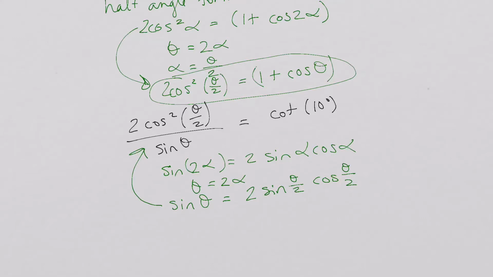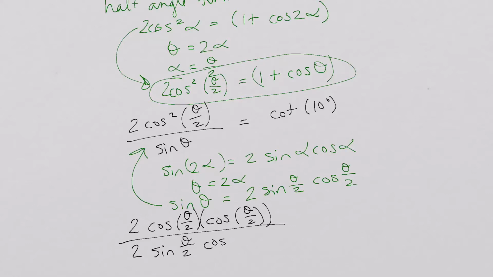And here we're going to get 2 cosine of theta over 2 times cosine of theta over 2, divided by 2 sine of theta over 2 cosine of theta over 2. This is nice, so one of those cosines of theta over 2 cancels out, and we end up getting, let me put the other side, cotangent of 10 degrees. So the 2's also cancel out, so we basically get cotangent of theta over 2. So cotangent of theta over 2 equals cotangent of 10 degrees.